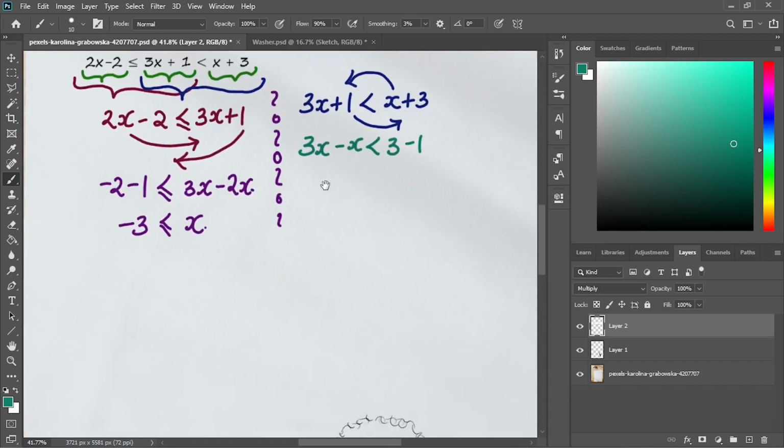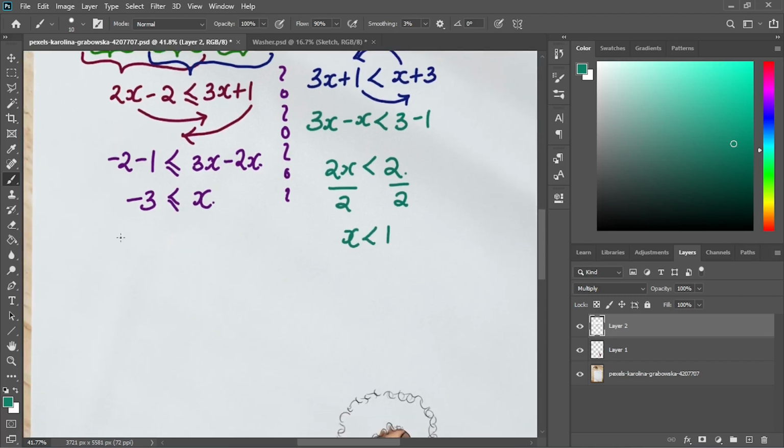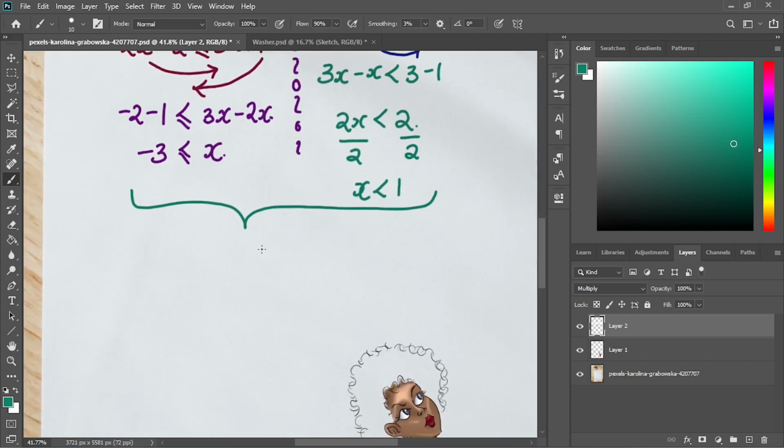And if we do that, we are going to have 3x minus x is less than 3 minus 1. 3x minus x is going to give us 2x is less than 3 minus 1, which gives us 2. So we divide here by 2 and we divide here by 2. Then our value of x is going to be less than 1. So if I put these two answers together as a compound statement, it's going to be x is greater than or equal to negative 3 but less than 1.